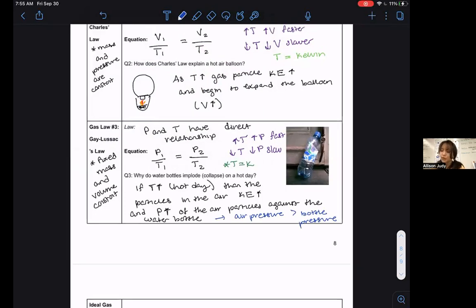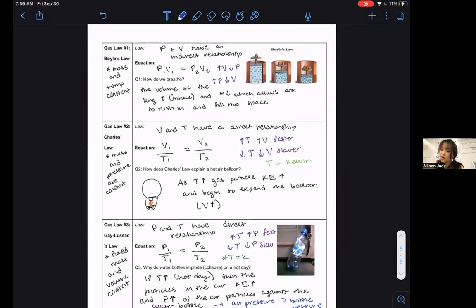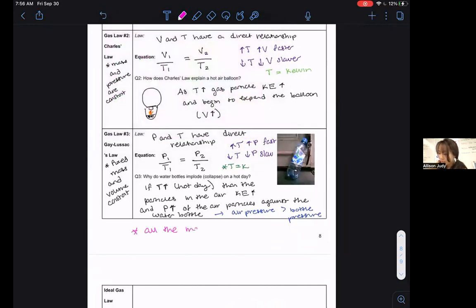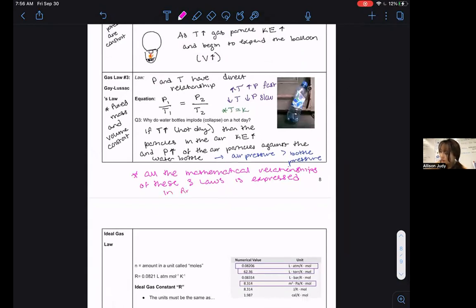So notice that all of these laws, specifically the mathematical relationships of these laws, are expressed in final versus initial context, when there's been a dynamic change, when there's been a dynamic change to the environment.